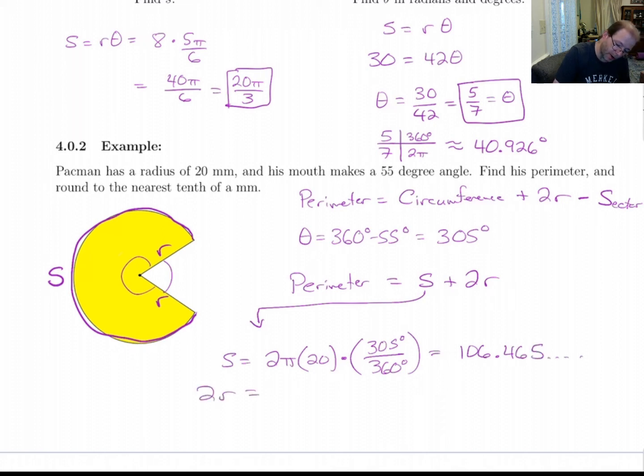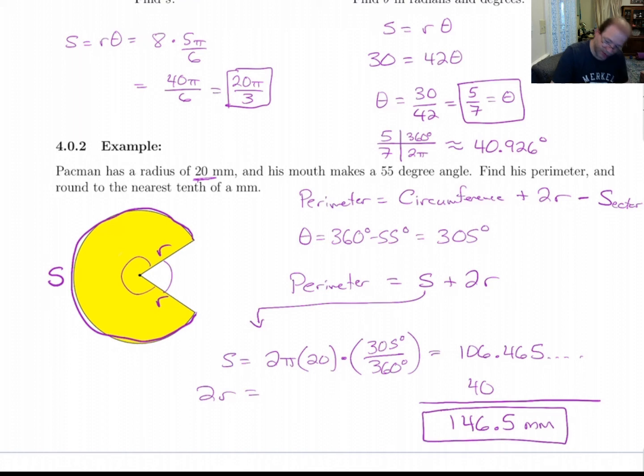And 2R is going to be, let's see, the radius is 20, so 2R is 40. So if you add this up, the perimeter is going to be 146.5, because it did ask us to round to the nearest tenth of a millimeter. So Pac-Man's perimeter there is 146.5 millimeters. All right.